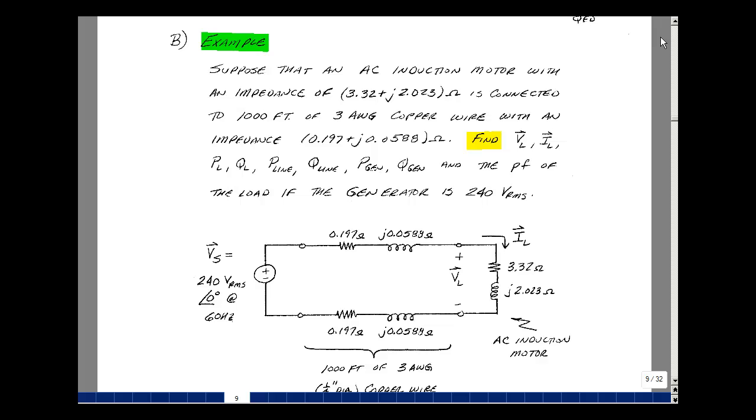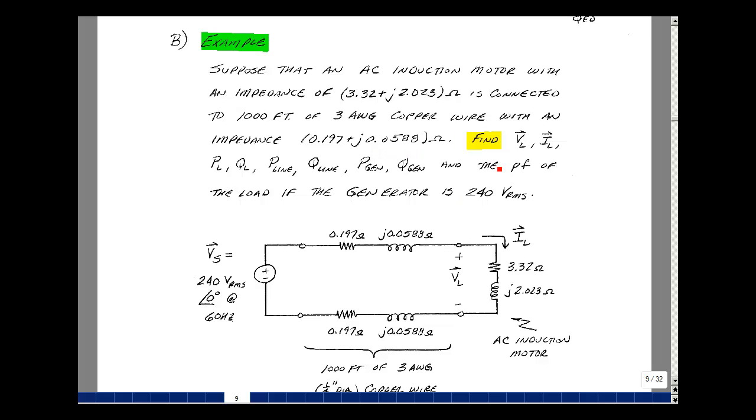This lesson deals with a complex power system with long wires. You can find these notes in the ECE202 ebook in chapter 16, starting on page 9. Suppose that we take an AC induction motor that has an impedance at 60 Hertz of 3.32 + j2.023 ohms. And suppose that we connect that with 1,000 feet of 3-gauge copper wire, which has an impedance at 60 Hertz of 0.197 + j0.0588 ohms.